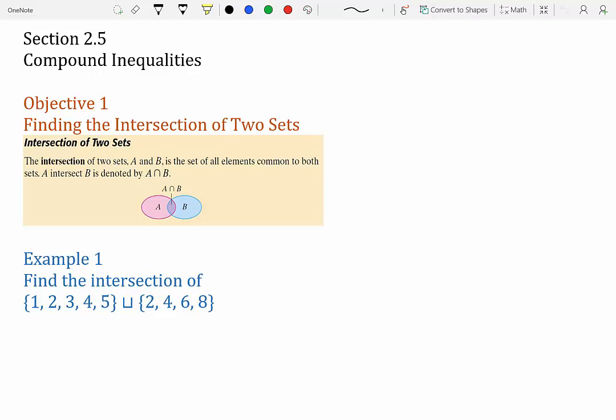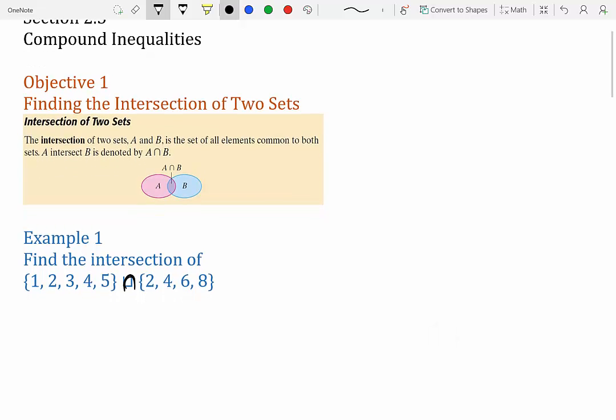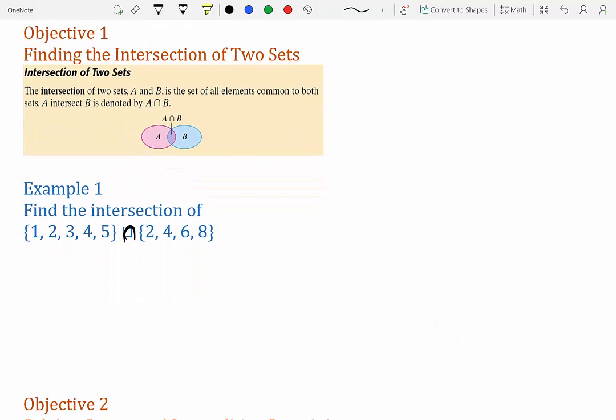So example 1, we're going to change this to an upside down U because that's what intersect is. That was just a typo on my part. So for number 1, we want to find the intersection of 1, 2, 3, 4, 5 and 2, 4, 6, 8. So it's basically, what do they both have in common? Well, they have both 2, 4, and nothing else. So the intersection of these two sets is 2 and 4.